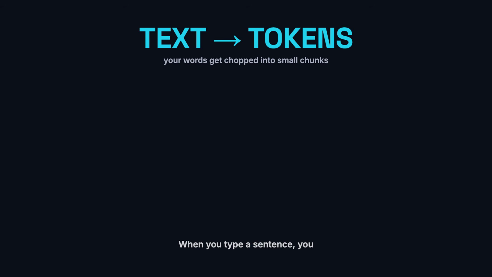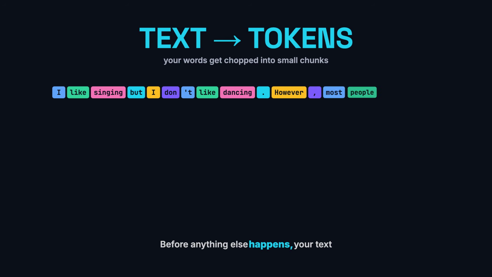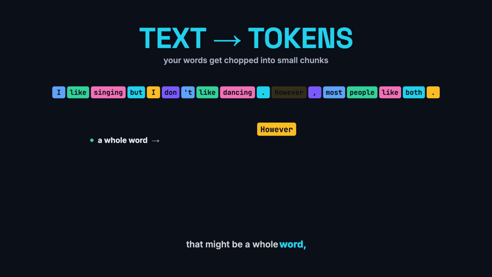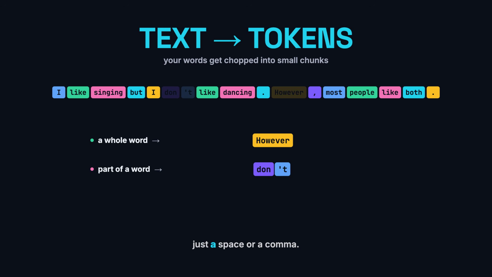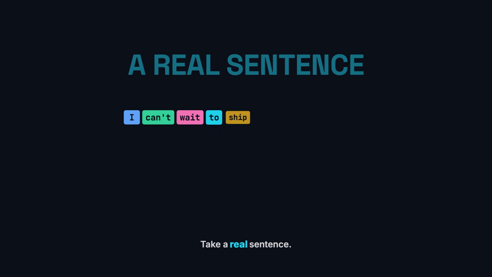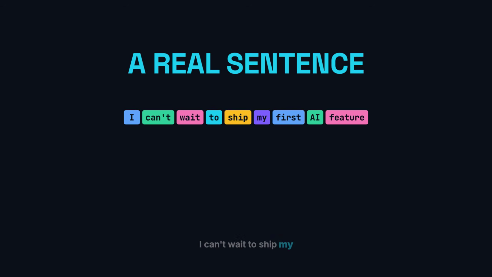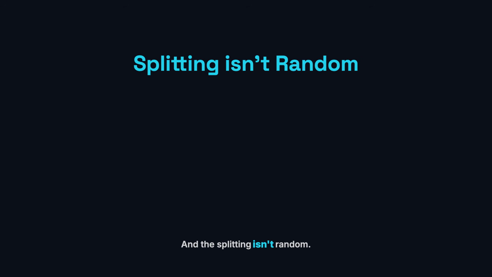When you type a sentence, you see words. The model never does. Before anything else happens, your text gets chopped into tokens, small chunks that might be a whole word, part of a word, or even just a space or a comma. Take a real sentence. "I can't wait to ship my first AI feature." Most of those words are common, so each one becomes a single token. But "can't" splits into two pieces, "can" and "'t", because the model treats that apostrophe as its own little unit.